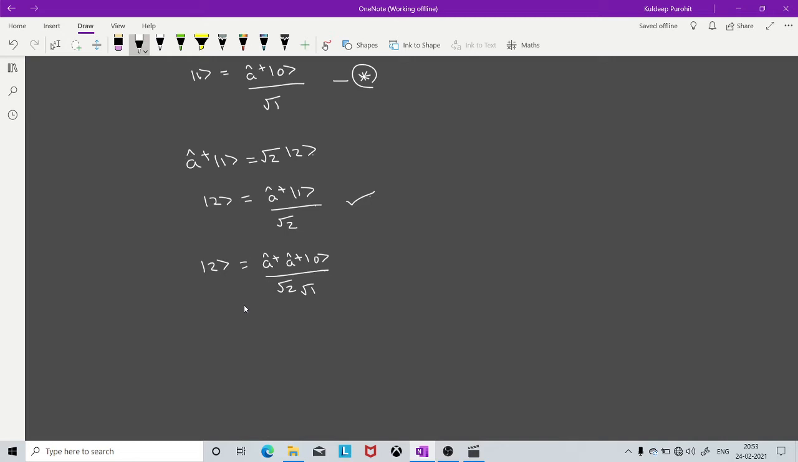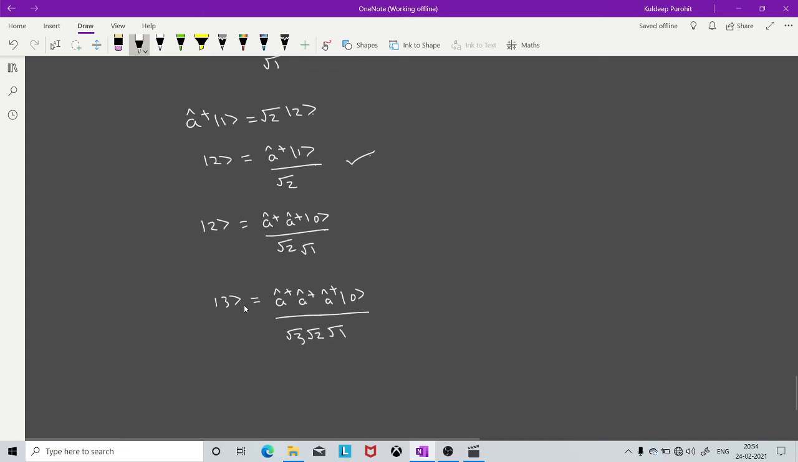So again, if I want to write |3>, then you can follow the same pattern. You have to write a† into a† into a† operating on |0>. So you can see what will happen. Here we are having 0, so a† will increase the value of 0 by 1, so you will get |1>. Now when this operates, it will make 2, and when this acts, it will make 3, and you have to divide by root 3 into root 2 into root 1. You just follow the same fashion.